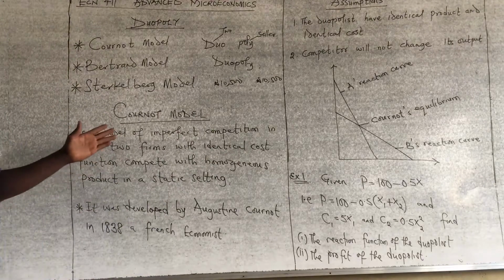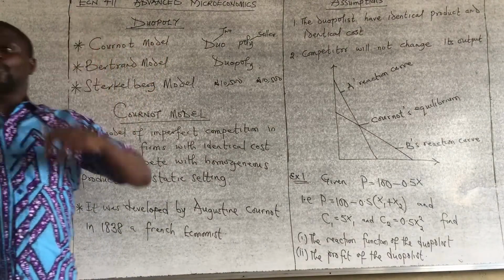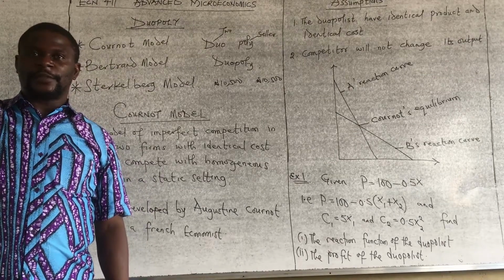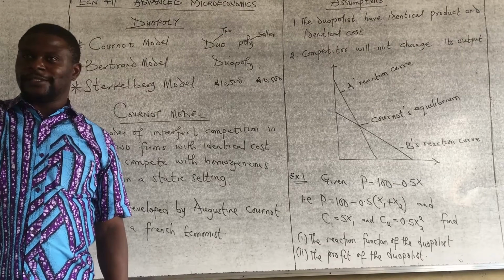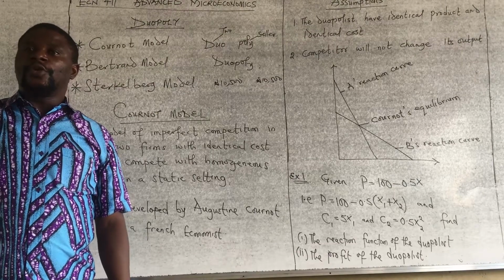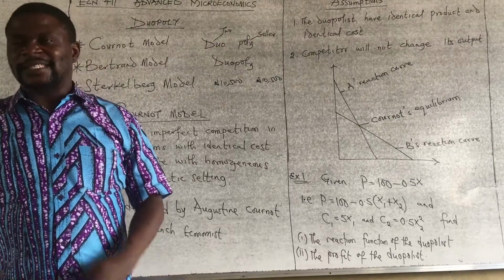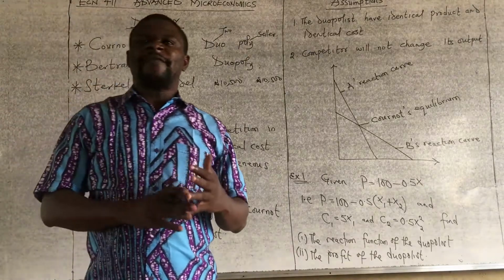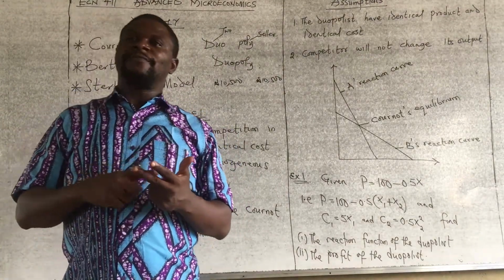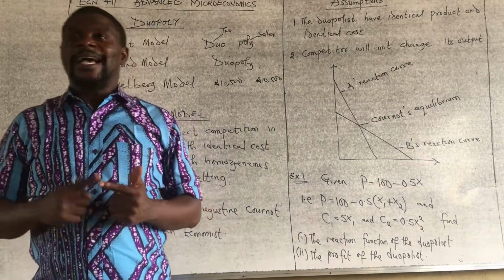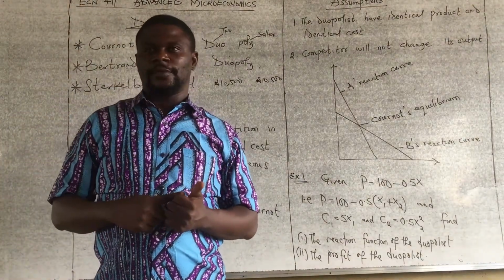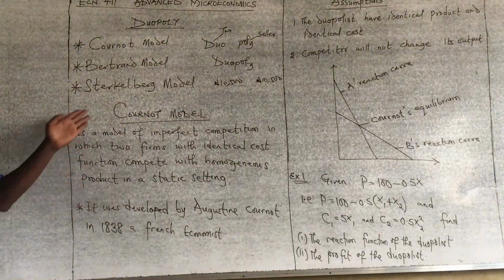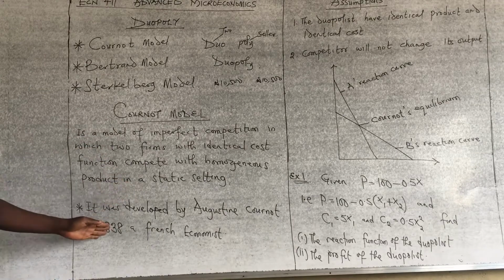So don't forget that I asked you to watch the video on market structure, the first part I did. How many of you have watched that? Market structure: we have perfect markets and we have what? Imperfect markets. I've dealt with perfect market. Under imperfect market, you have monopoly, duopoly, oligopoly, and monopolistic competition. So one of the imperfect markets is duopoly, and that's what we are looking at. So this is the definition of the Cournot model, and this is the guy that developed it.